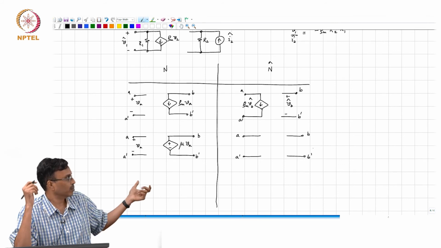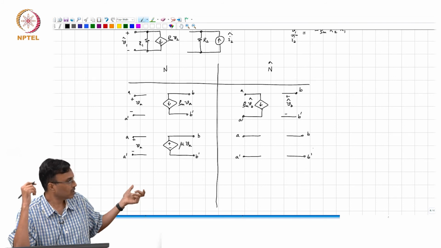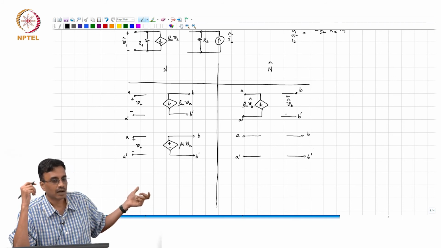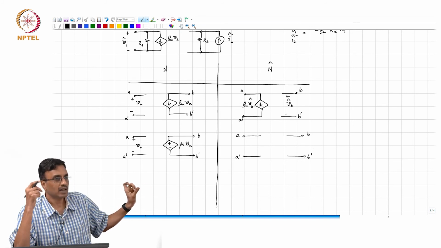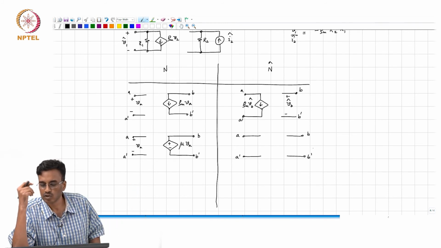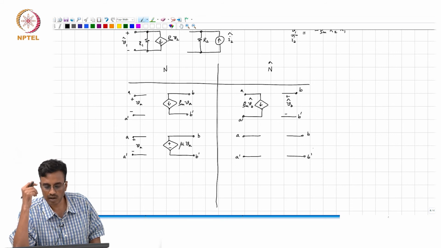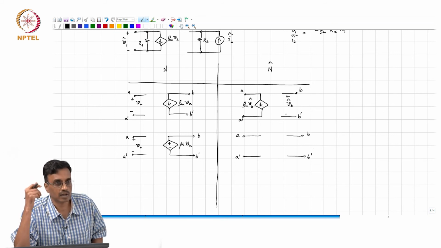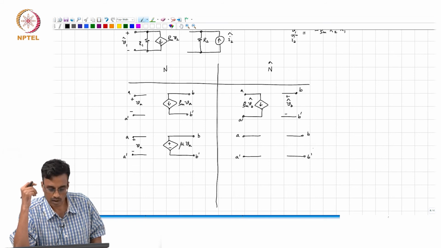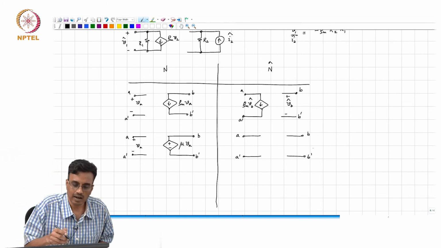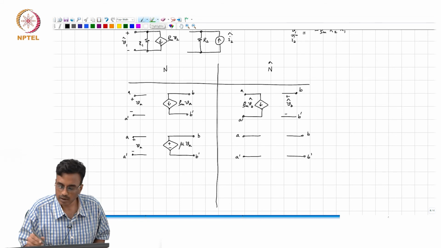I mean, use the same intuition as before, right? The controlling and the controlled ports must be reversed in direction, correct? So, which must be the controlling port? It must be port B, okay.